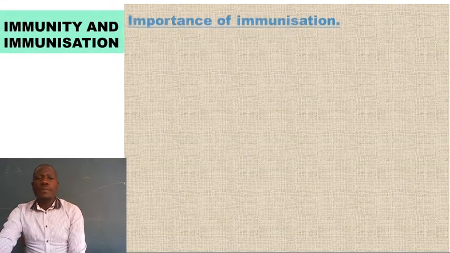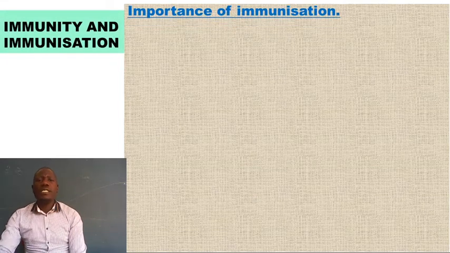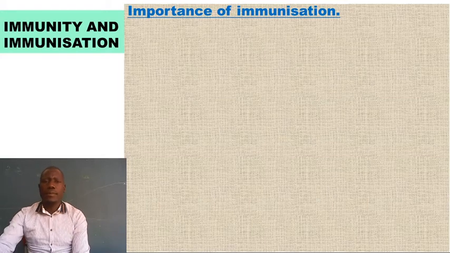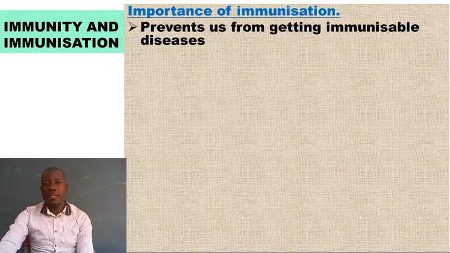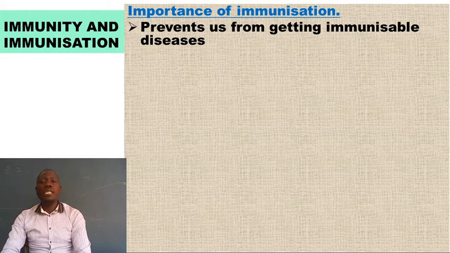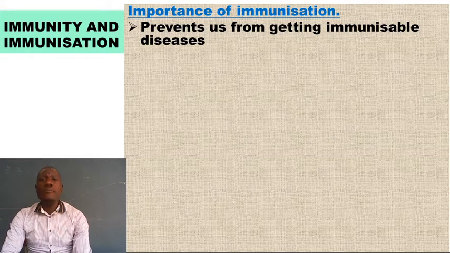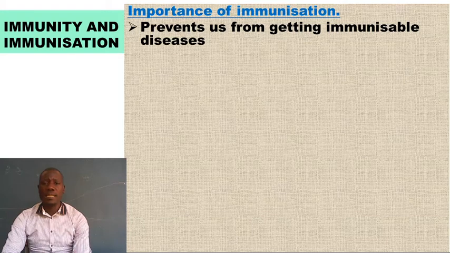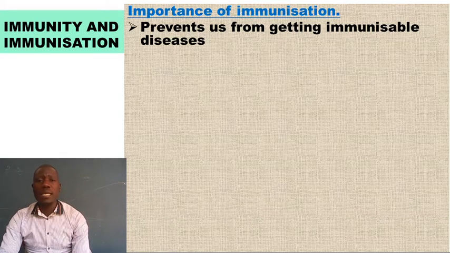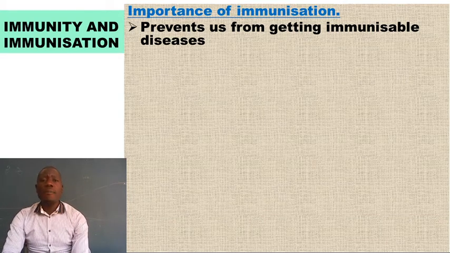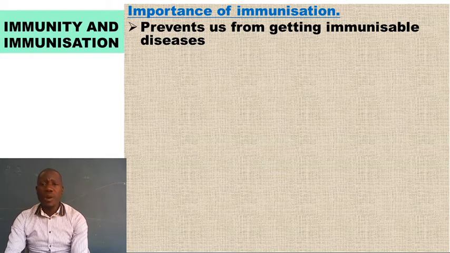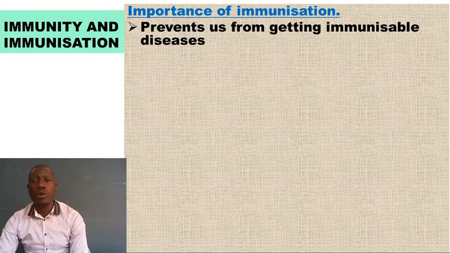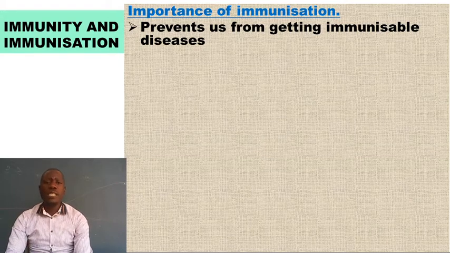My beloved children, we talked about immunization. How important is immunization to us? Have you ever gone for immunization? Immunization prevents you from getting immunizable diseases. There are many diseases that attack our bodies. There are those which we can immunize against, and there are those which we cannot immunize against. We have the immunizable diseases, we have the deficiency diseases, but now here we are talking about immunizable diseases, the ones you can control through immunization. So immunization helps us to prevent such diseases.